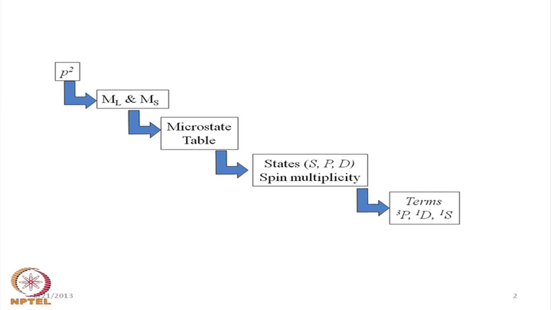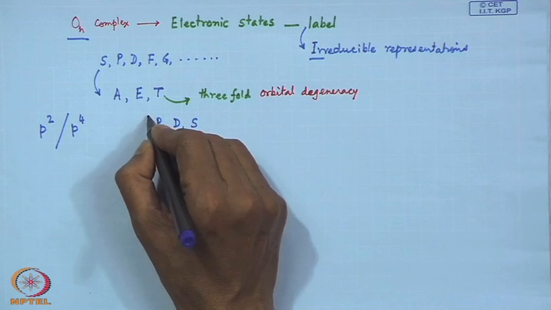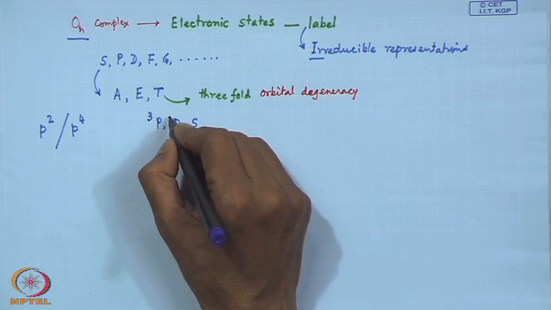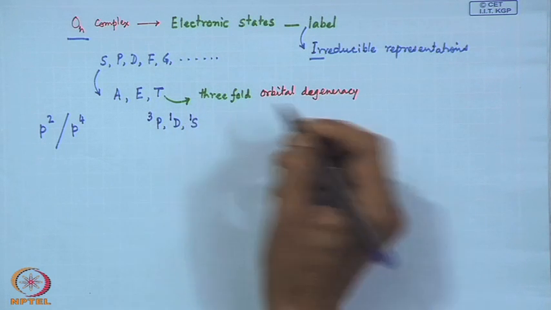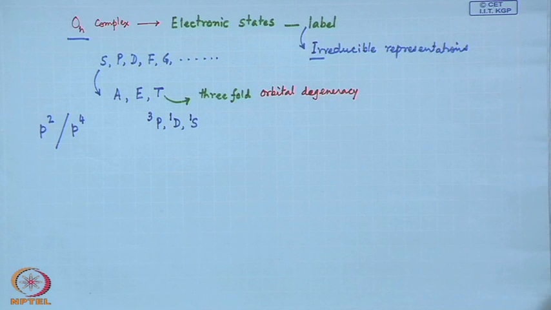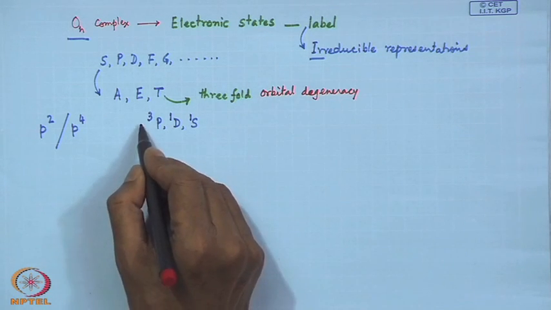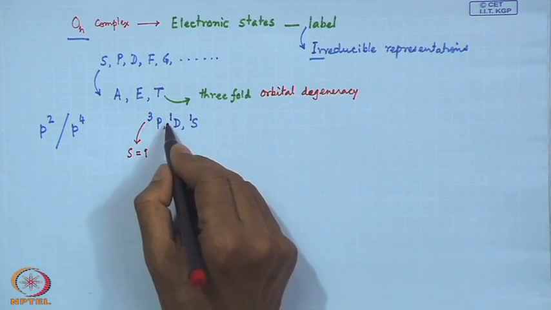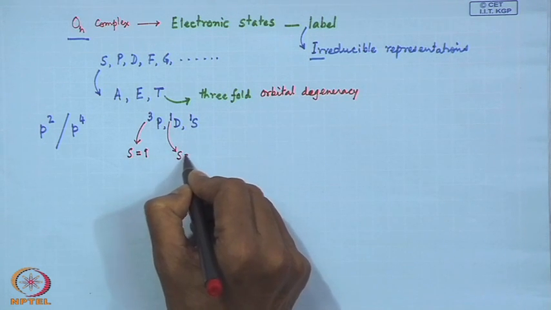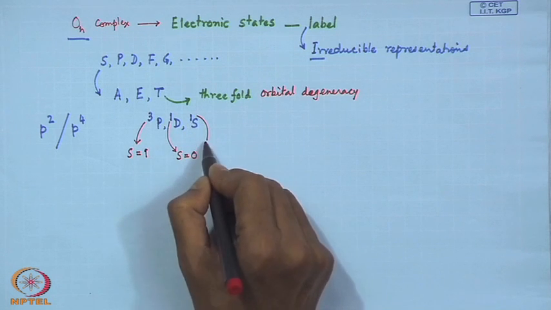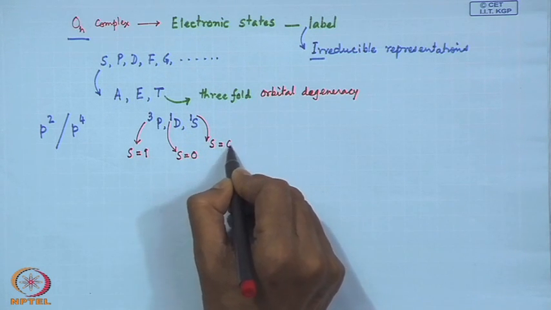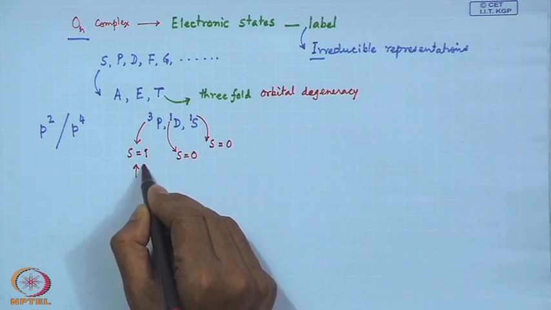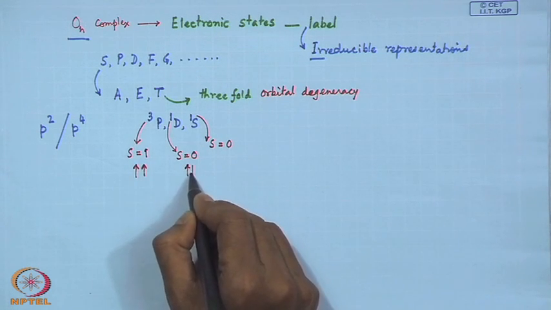Once we get this P, D and S level, we designate the corresponding spin multiplicity. This is 1D and this is 1S. That means for the triplet P we have the capital S value equal to 1, here the capital S value equal to 0, and here also the capital S value equal to 0. That means here we can have two unpaired spins, but here we have paired spins.